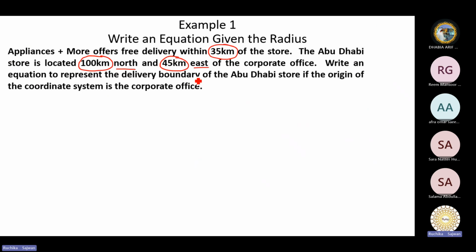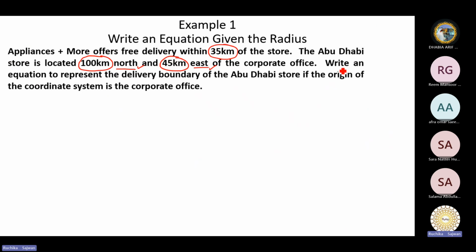So this is how you will highlight the important information, and I hope you are noticing that the direction is important for this question. 100 kilometers north and 45 kilometers east is given. So we will just draw in a few minutes the direction diagram to understand and solve this question.